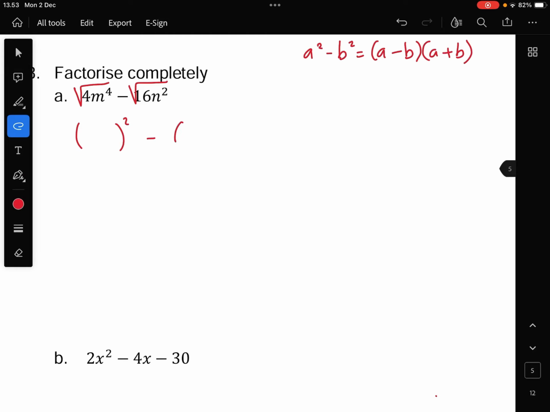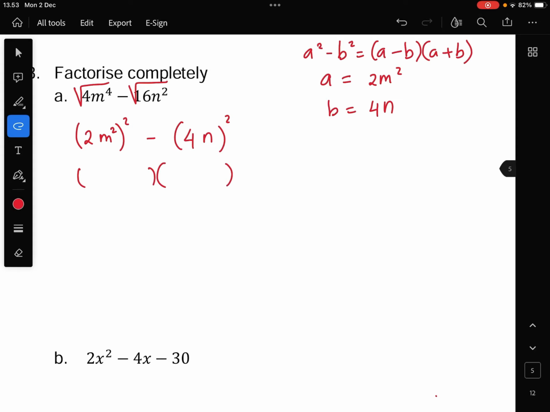If you want to leave it like this, it means you have to square root it. Square root of 4 is basically 2. m to the power of 4 is basically m square. Square root of 16 is going to be 4. n square is going to be n. So after that, you can identify your a is going to be 2m square, and then b is going to be 4n.